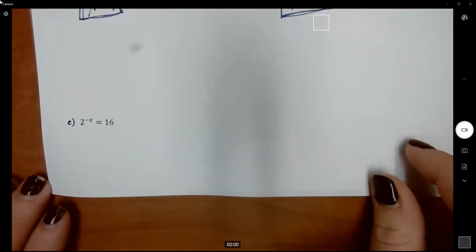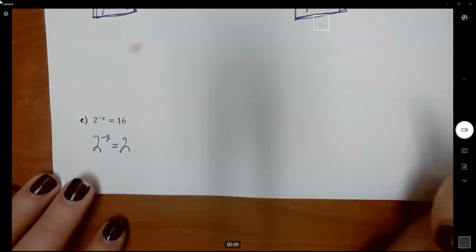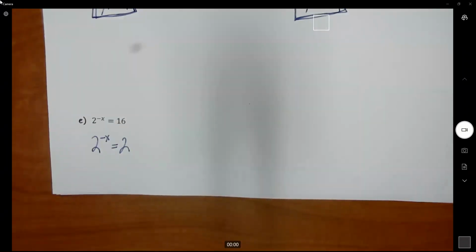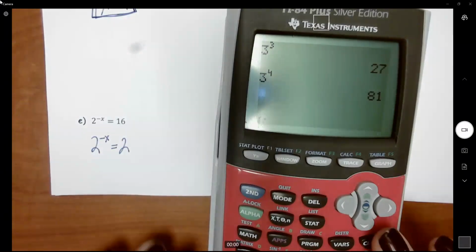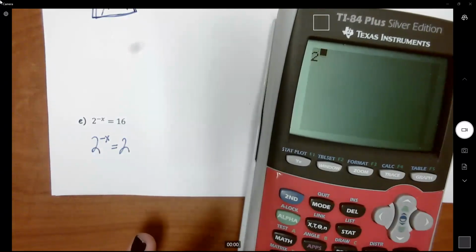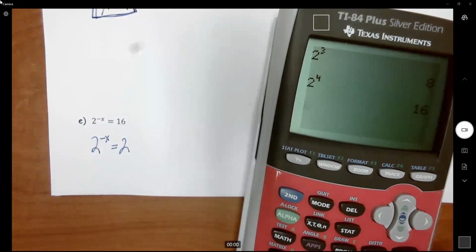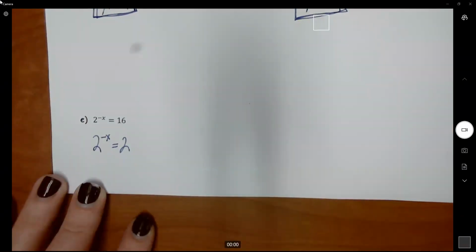Okay, and then lastly here, this should be e, not c. You have 2 to the negative x equals 16. So how can I write 16 with a base of 2? So you can again just start trying some numbers. We know 2 squared is 4, 2 cubed, that's 8. So then what about 2 to the 4th? And that's my exponential.